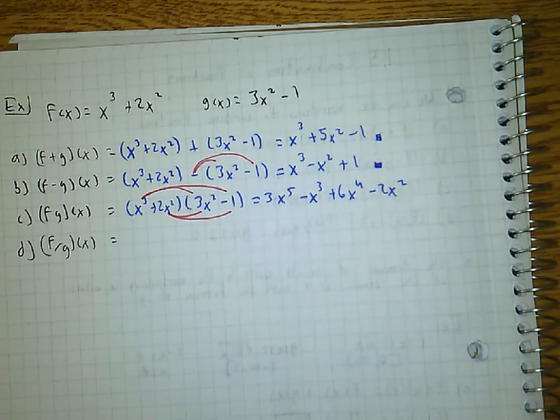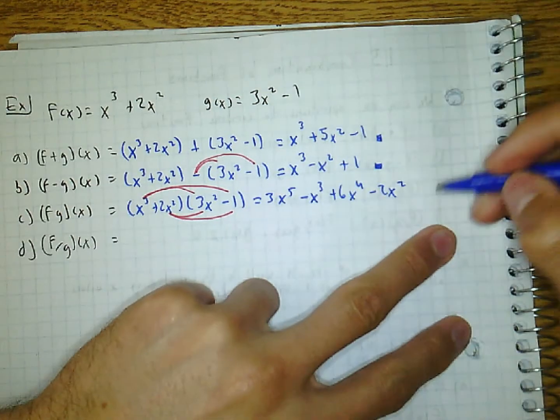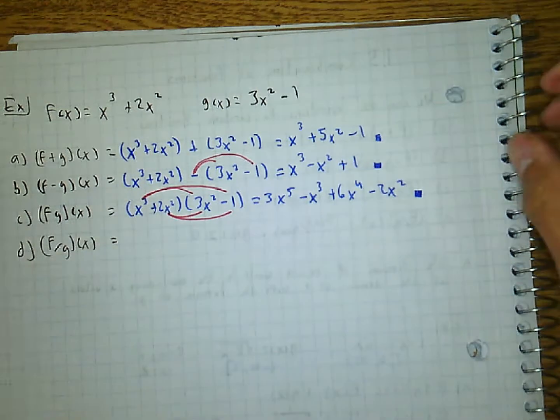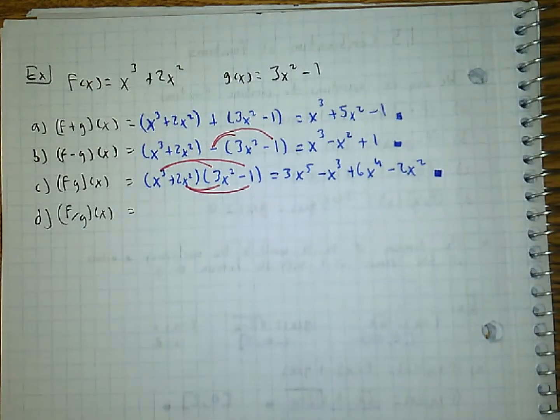Some people would like to rewrite this statement in order from highest to lowest degree. You don't really have to. I would accept this answer if you decide to leave it like that. But you're more than welcome to rewrite it in order if you want to. Okay? And then lastly, we have a division here.